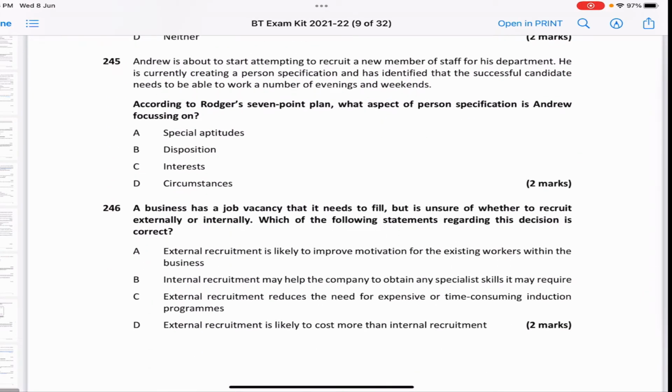According to Rodger's 7 point plan, which aspect of person specification is Andrew focusing on? Andrew is about to start attempting to recruit a new member of staff for his department. He is currently creating a person specification and has identified that the successful candidate needs to be able to work a number of evenings and weekends. So, what do you think that is related?